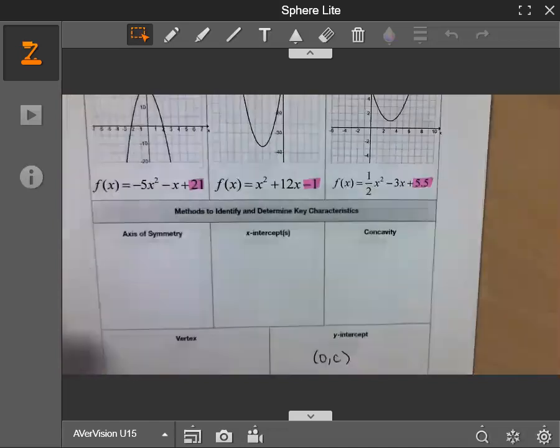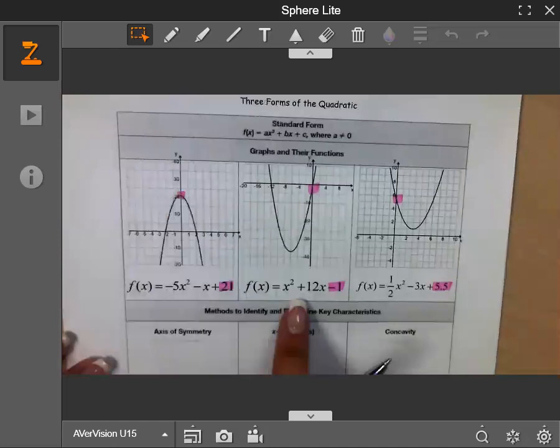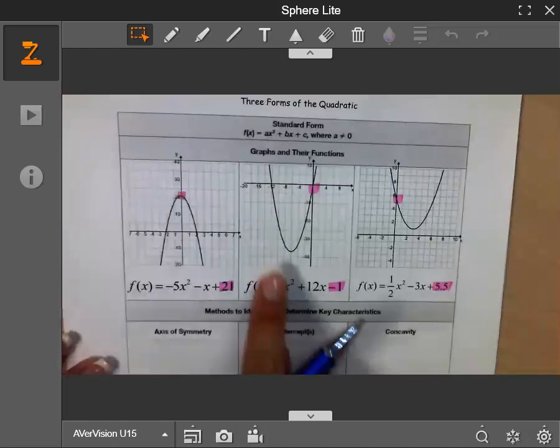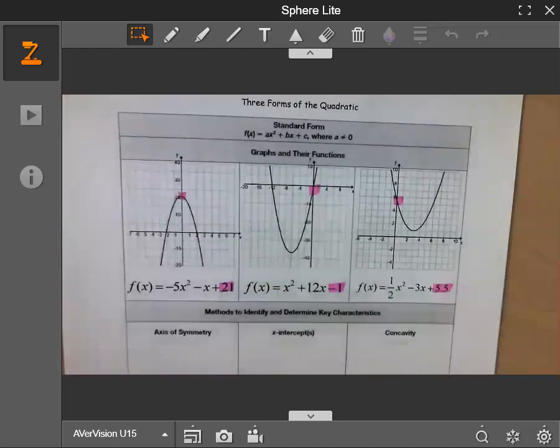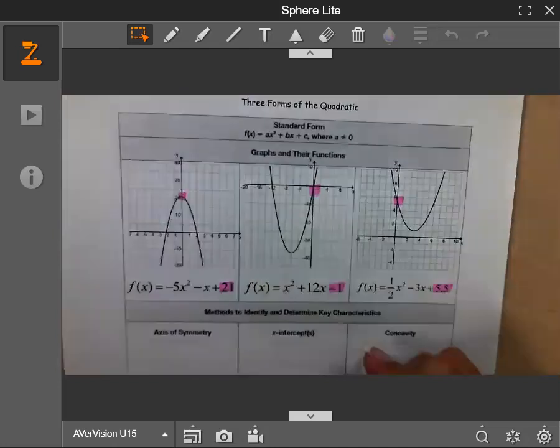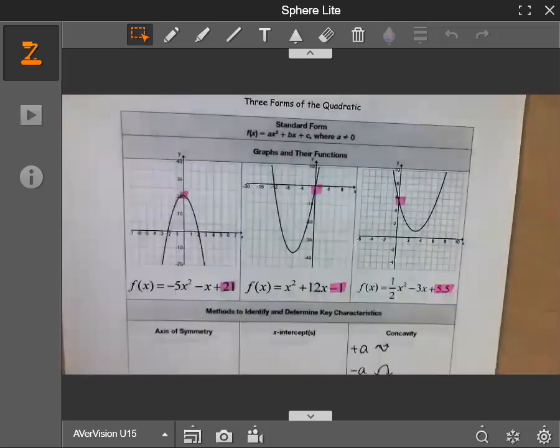We also said it gives you the concavity. So this a value is negative, so we've got a downward parabola. This one is positive, so we've got an upward parabola. Positive, so it's got an upward parabola again. So positive a, up; negative a, down. So it gives us that concavity as well.